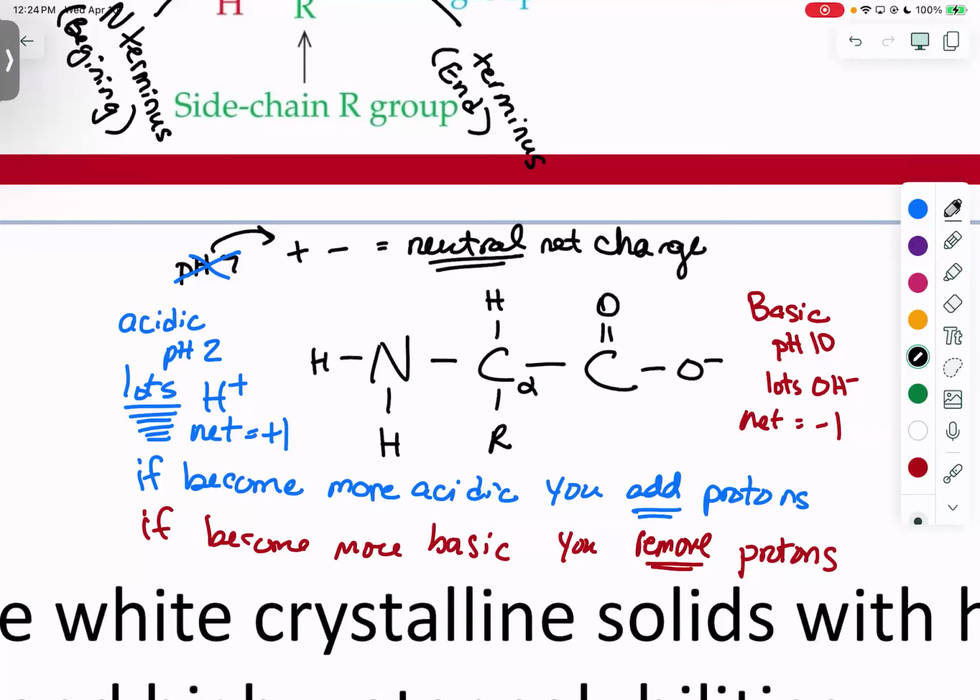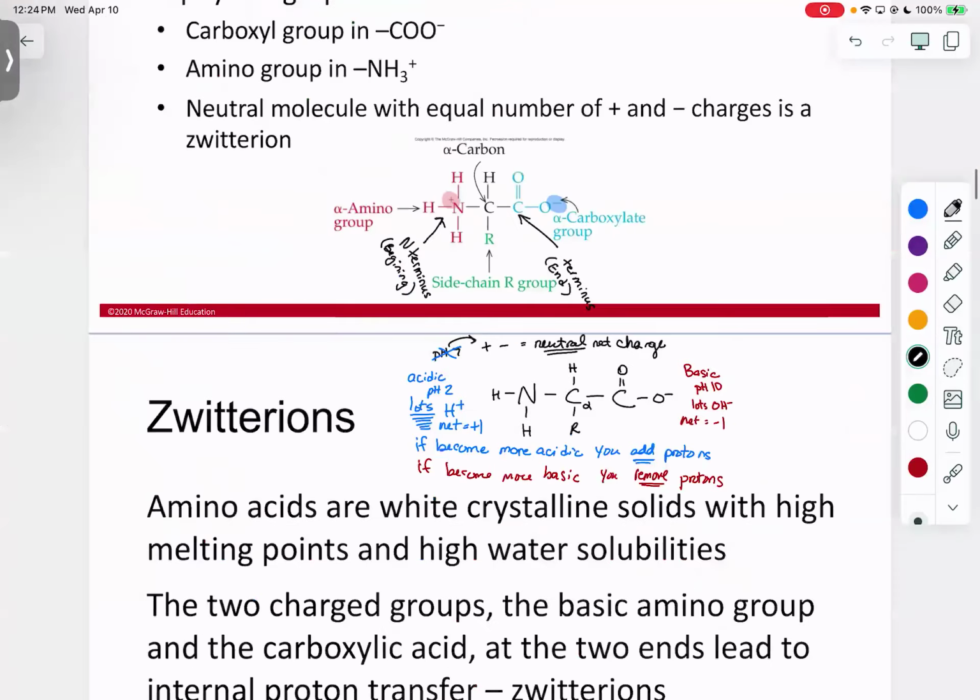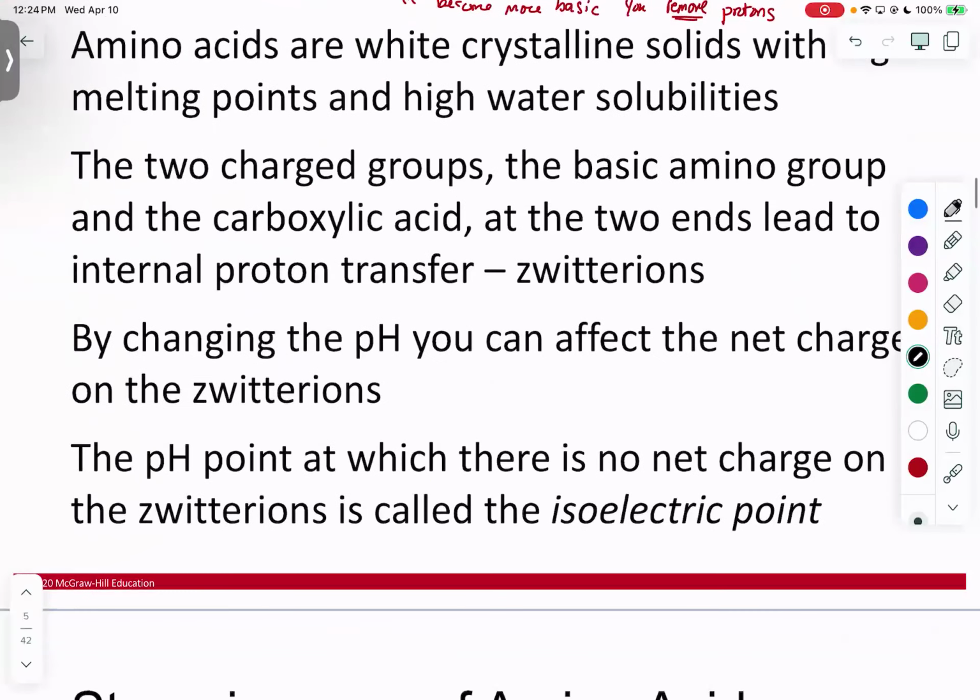No, there are pHs at which they will pop on and off, but y'all don't have to know that. Okay. And we call the point at which there's no net charge, which is usually about pH 7, the isoelectric point. So iso meaning the same. So that's no net charge.